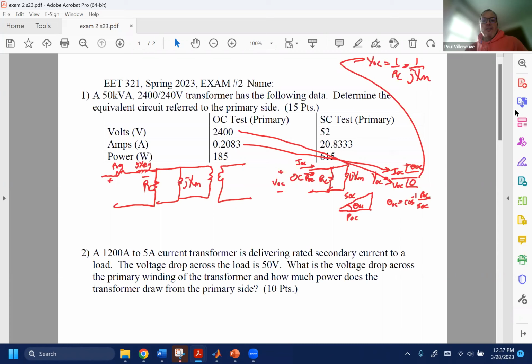This wasn't intended to be a tricky one. We had done a bunch of these, so this was hopefully fairly straightforward to get the open circuit test. The short circuit test is very similar. I'm going to draw it over here because I'm running out of space.